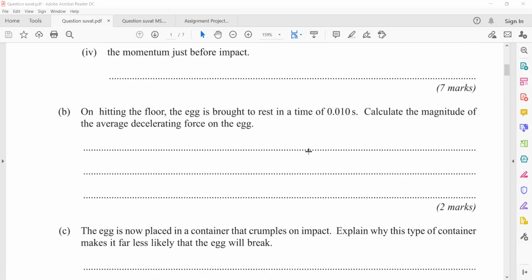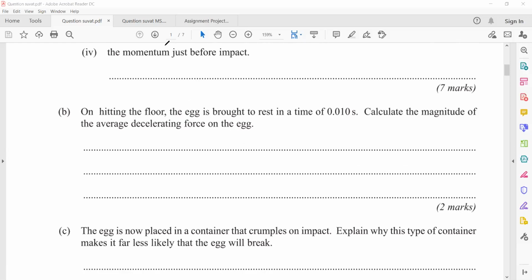On hitting the floor, the egg is brought to rest in 0.01. Calculate the magnitude of average decelerating force. So F is equal to ma. First we'll get the acceleration. The initial velocity is there, final is 0, and divided by time, we'll get acceleration. Acceleration multiplied by mass, we'll get the force.